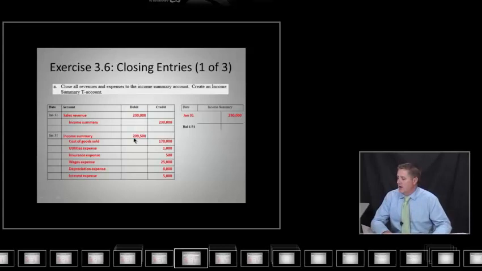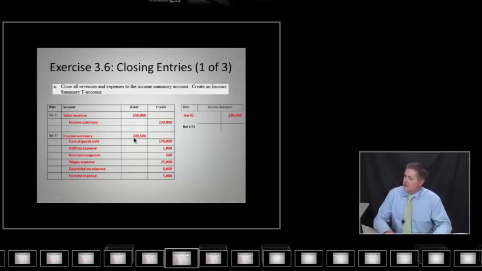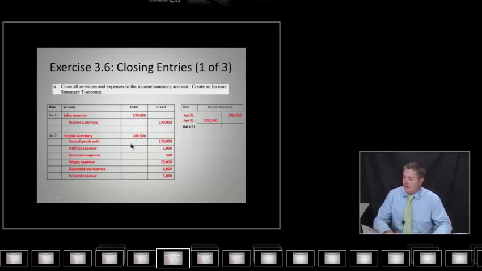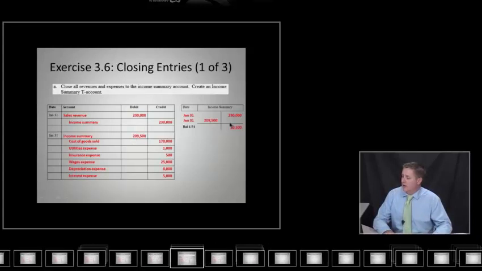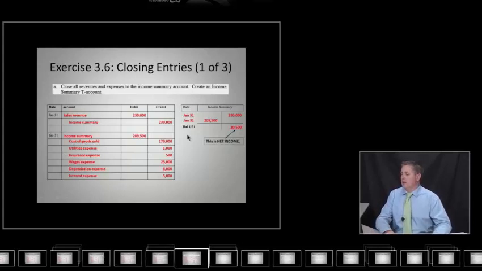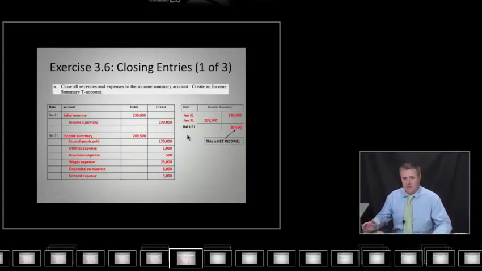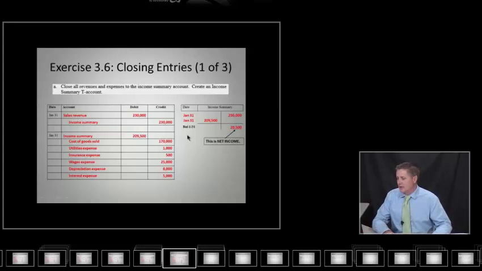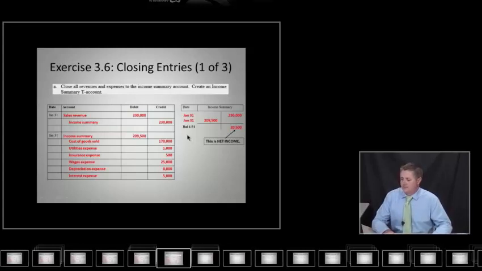$209,500. And so then when we look at the income summary T account, we can see that if we put those entries in there, we would end up with a credit balance in the income summary account of $20,500. That is essentially what your net income is. So this number should tie back once we get to preparing the income statement.